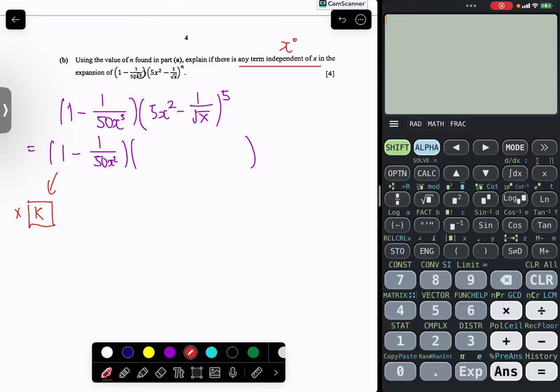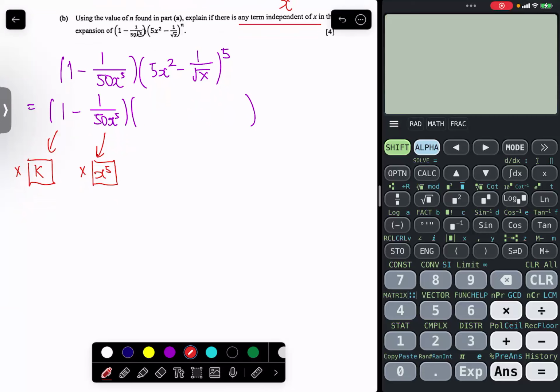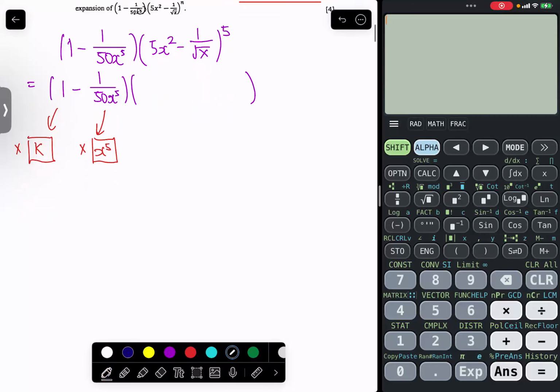Sorry, I think I wrote wrongly. This is supposed to be x to the power of 5. Same thing: to get a constant term, this needs to multiply by something of x to the power of 5 as well. So we need to check: are there these two terms in the expansion? Remember, we have the powers of x, where the power of x was 2n.